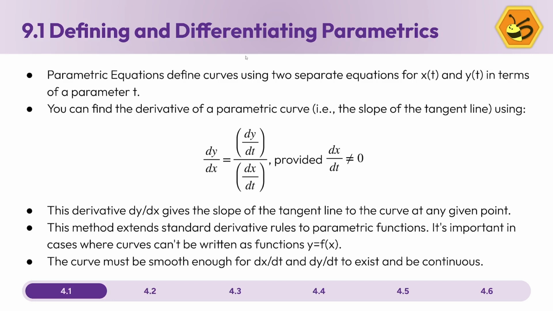Okay, so coming back to parametrics. Of course we already used the idea of parametrics in our polar. So now we're just taking it back a step and focusing just on the parametrics. To review, parametric equations define curves using 2 separate equations. We have one for our x and one for our y, and the parameter is t. Most of the time that represents our time. And then to find our derivative, that also means the slope of our tangent line. In the graphical sense, we can use this formula.